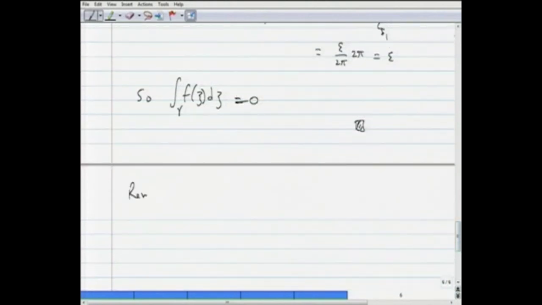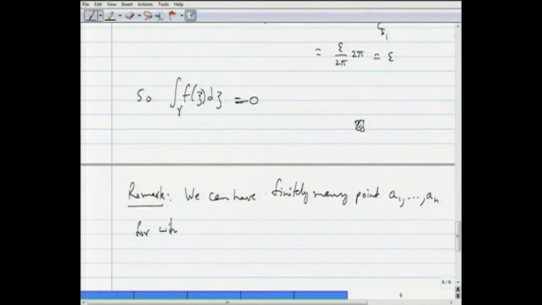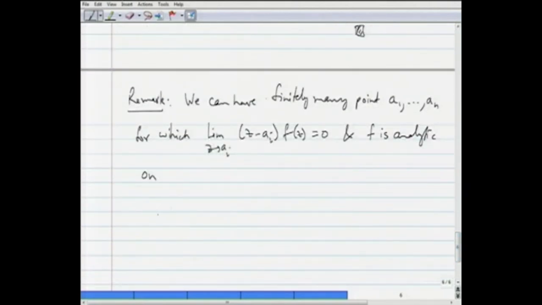But first, here is a remark on this lemma we just proved. We can have more than one point. We can have finitely many points a1 through an for which limit z goes to ai of z minus ai times f of z is equal to 0, and of course, with the assumption that f is analytic on a disk B-bar minus the points a1, a2, and so on until an.